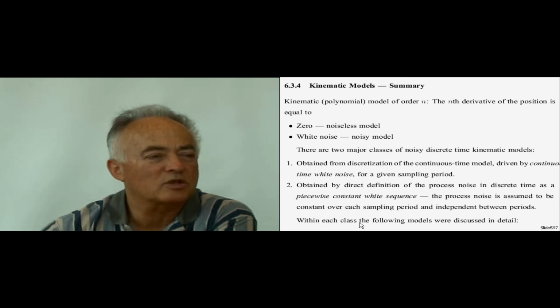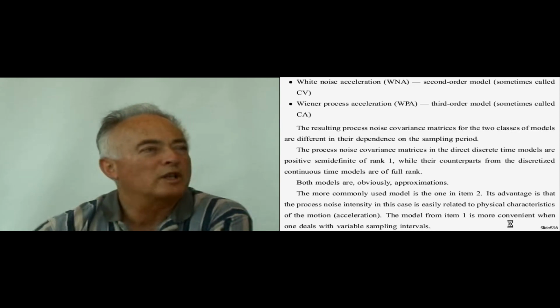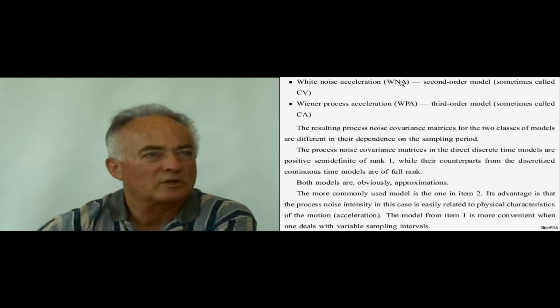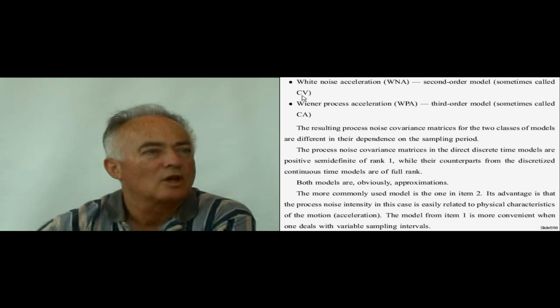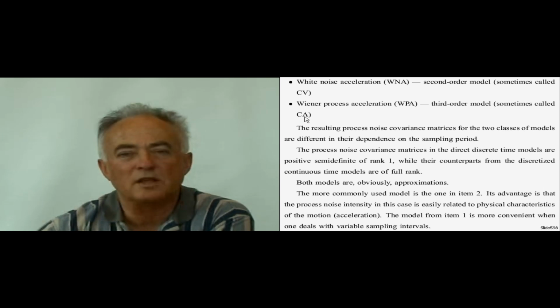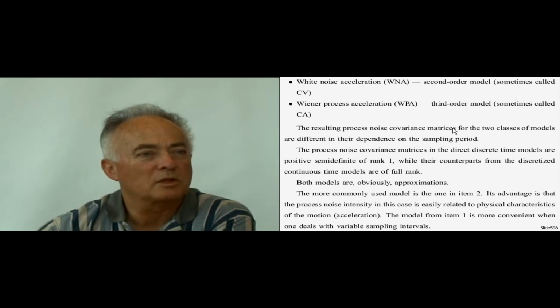And within each class, the following models were discussed in detail. The white noise acceleration model, that's a second order model, sometimes called CV, constant velocity, or NCV, nearly constant velocity. We have the Wiener process acceleration model, that's a third order in each coordinate. It's sometimes called CA or NCA, nearly constant acceleration or constant acceleration. The resulting process noise covariance matrices for the two classes of models are different in their dependence on the sampling period.